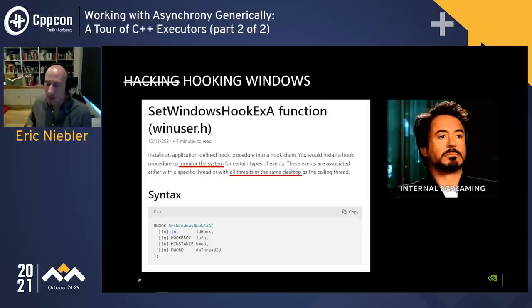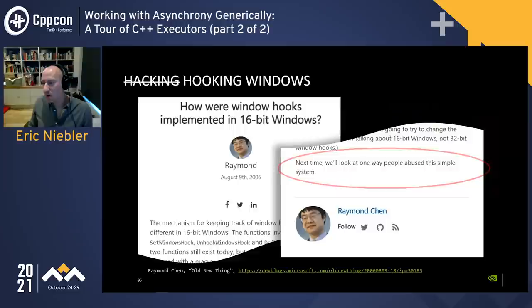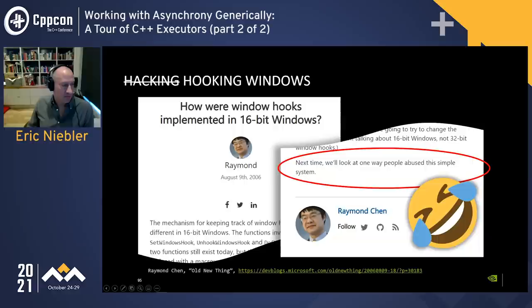But this is just a bizarre system API, I thought. And I did some archaeology. It's really interesting. This function comes all the way from 16-bit Windows. It was part of the Win16 API. Raymond Chen, this Microsoft guy who has produced blog posts every week for the past 20 years, it's insane, wrote about this function. And he says it came from 16-bit Windows. And at the very end of his blog post about Windows hooks: "So next time we'll look at one way people abuse this simple system." No kidding. Wow, what an API.